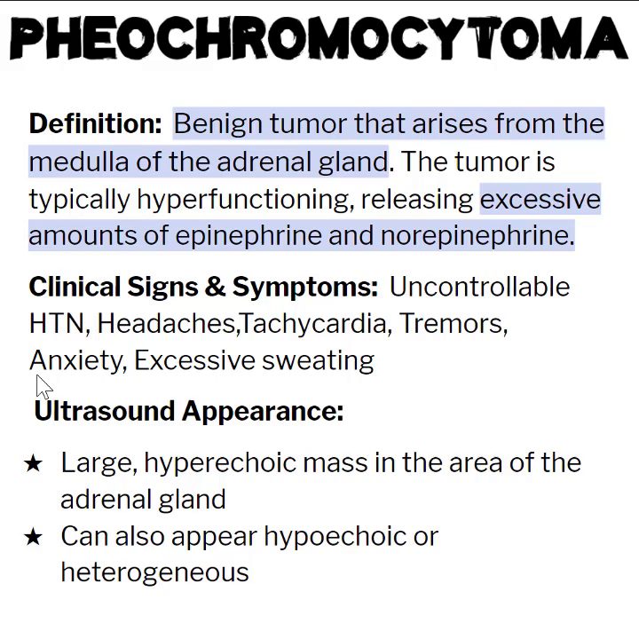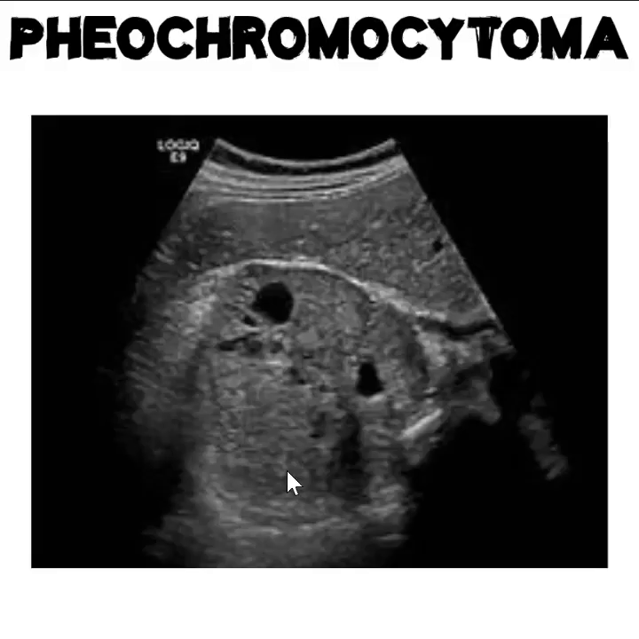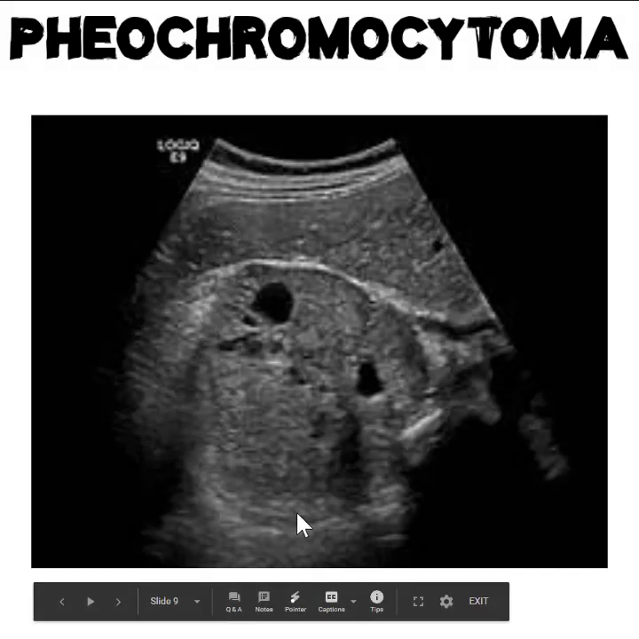On ultrasound then, again, we will see a solid mass. These are typically on the larger side, in the area of the adrenal gland. Their appearance can take on a couple different views. It either can be hypoechoic or it can be heterogeneous. So here we have an example of a pheochromocytoma. Again, a lot of these are going to be diagnosed either by another mode of imaging or by looking at the patient's clinical signs and symptoms. So here we have a rather large mass in the area that we would expect the adrenal gland to reside. And here's another example of a heterogeneous pheochromocytoma with some cystic spaces in it.